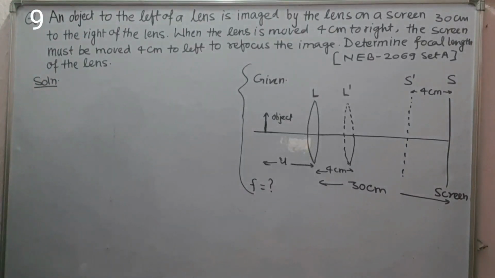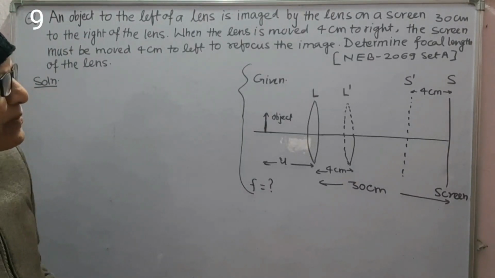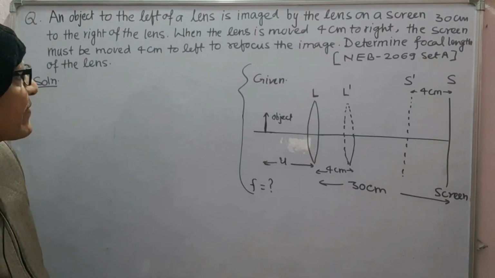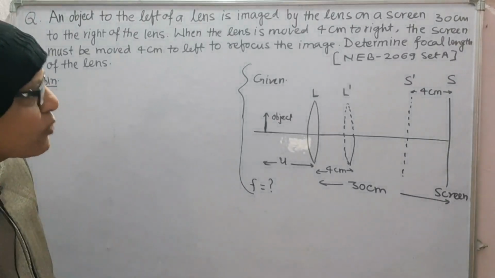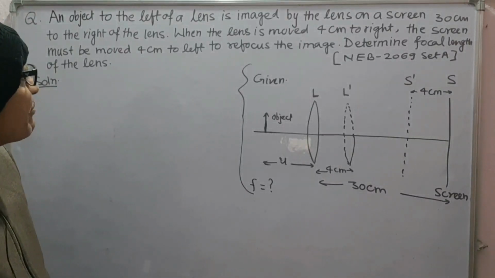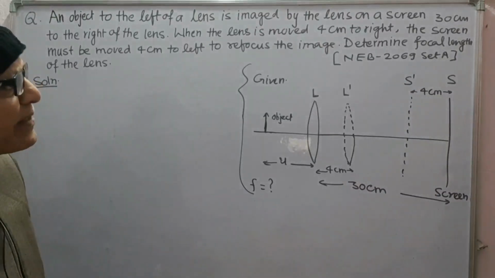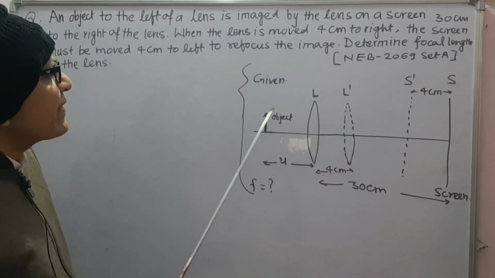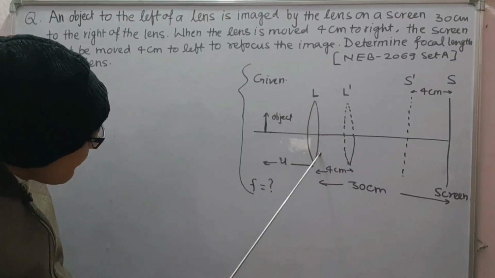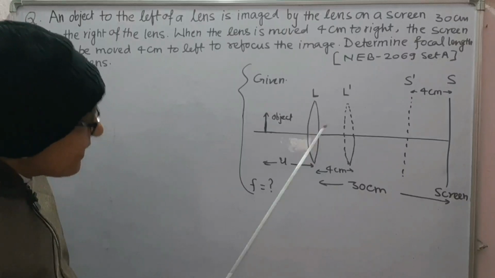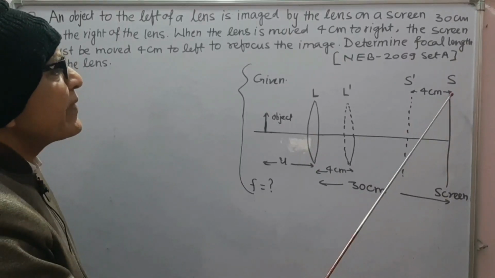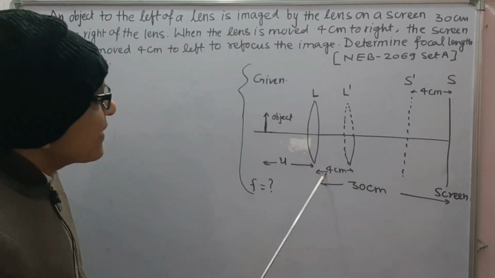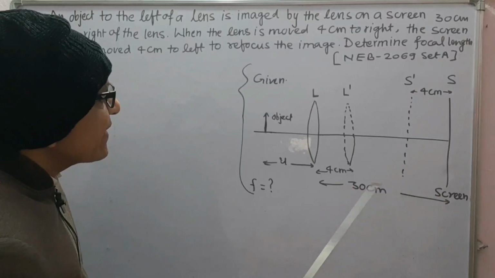The question is, an object to the left of a lens is imaged by the lens on a screen 30 cm to the right of the lens. When the lens is moved 4 cm to the right, the screen must be moved 4 cm to the left to refocus the image. Determine the focal length of the lens. Given this is the object. When the convex lens is at position L, then the image is formed on a screen at position S. This distance is given to be 30 cm.